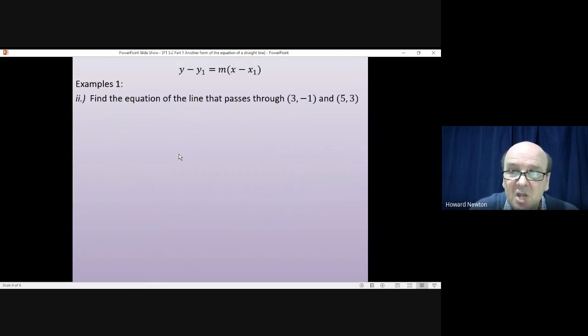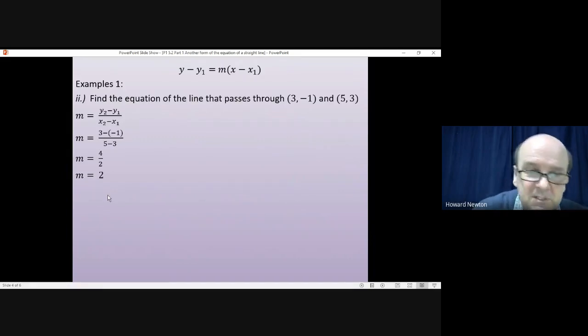And the gradient is the change in y divided by the change in x, and that'll give us 3 take away minus 1 divided by 5 take away 3. 3 take away minus 1 is 4, 5 take away 3 is 2. 4 divided by 2 means that the line has got gradient 2. Now that we know the gradient of the line, we can substitute that into the equation, and we can substitute either of the points in. Now, it doesn't matter which point you substitute in, you will get the same answer.